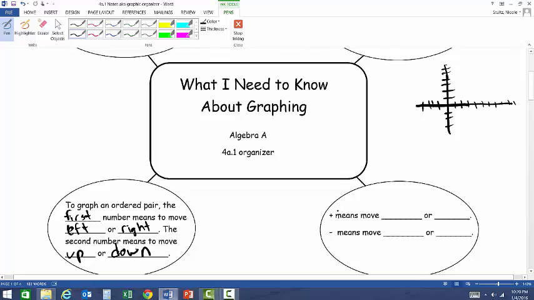Now, if you have positive numbers, that means you're either going to be moving up or to the right. So I kind of want you to remember that up and right are positive directions, where down and left are the negative directions. So if you get a negative number, you're traveling either down or left.